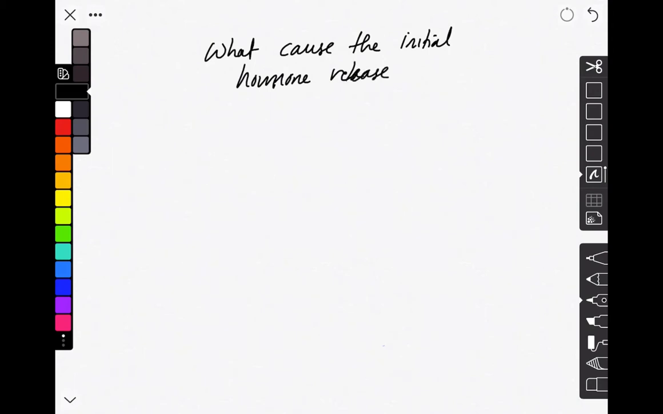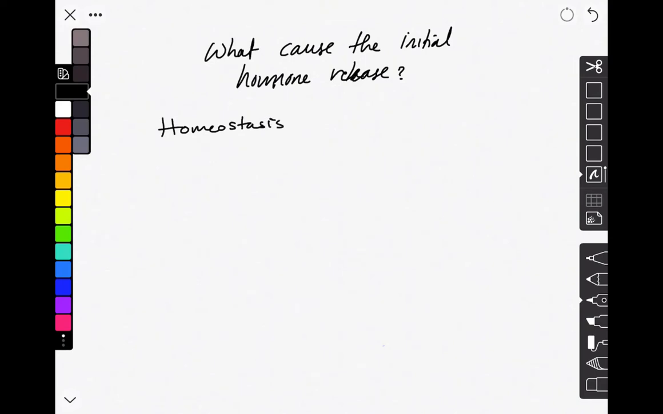Now, what causes the initial hormone release? The thing that causes the initial hormone release is that some cell somewhere gets a signal and it's going to stimulate that release. But why is that signal even there in the first place? And this is related to something called homeostasis.